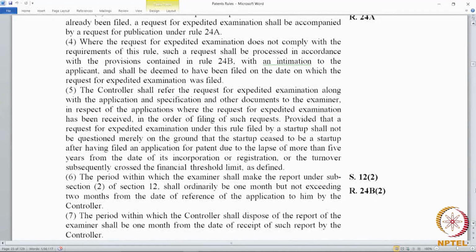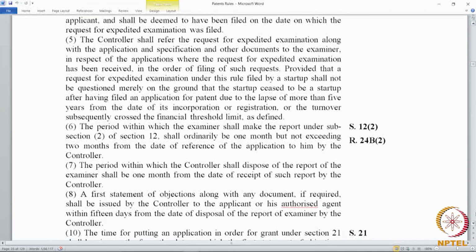Understand that 24B is the request for examination, the ordinary one. 24C is the expedited request. If your Form 18A does not satisfy the requirements under the rule, then it will proceed as a normal examination. The date will remain the same, because it is the date of filing the Form 18A. Now, this could be regarded as a case of Form 18A being converted into Form 18. The date will remain the same as of the date of filing.